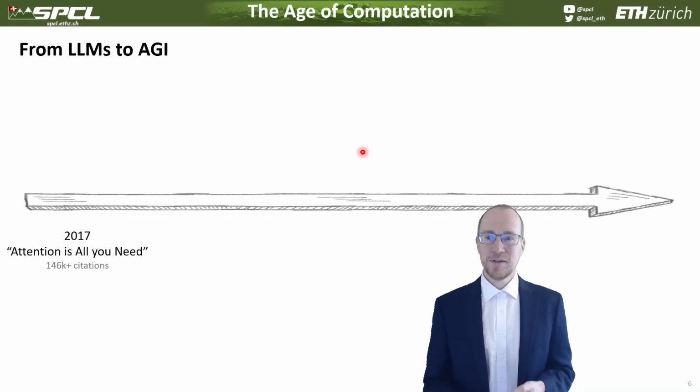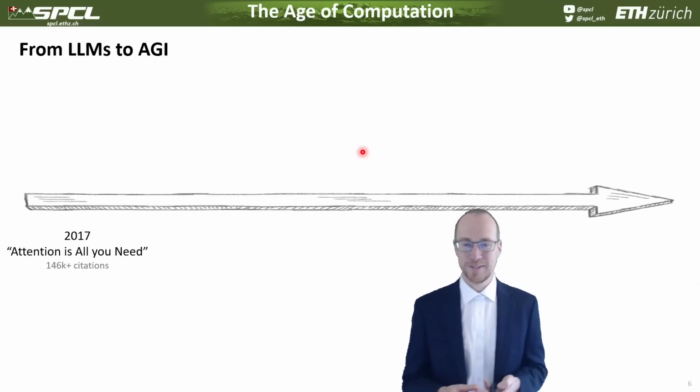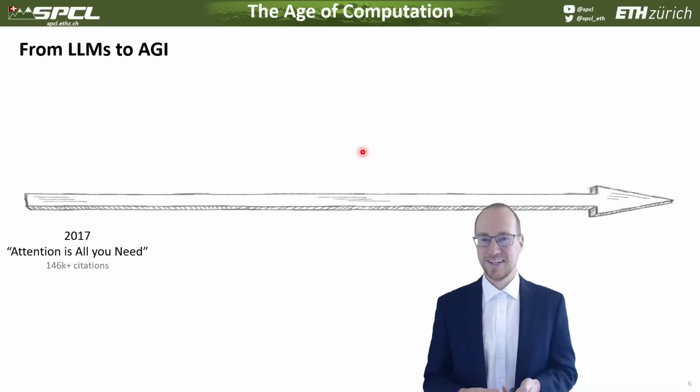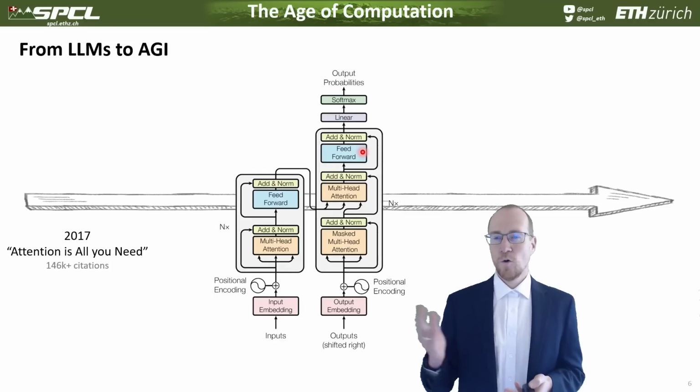Okay, so now from large language models to AGI. And I should have said AHI, artificial human intelligence, not artificial general intelligence, because generally humans are not generally intelligent, but I'll stick to the kind of trendy term, but I would rename it to AHI. So what is this all about?